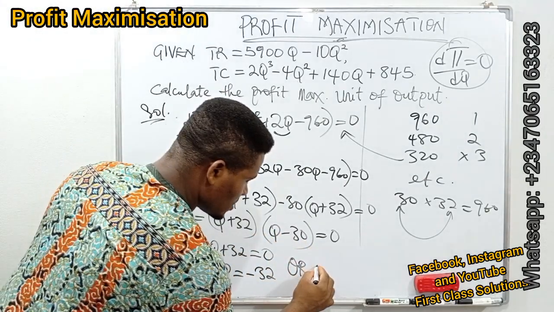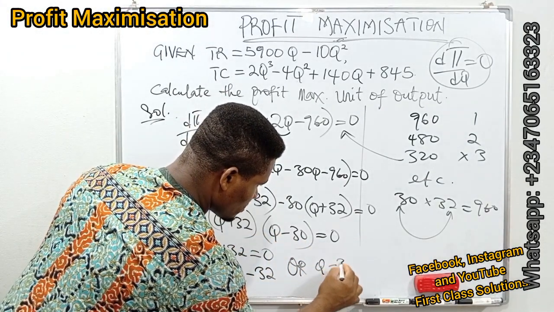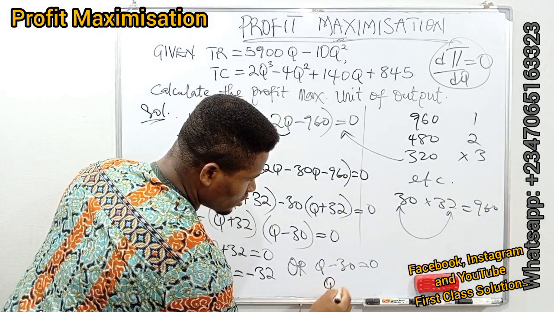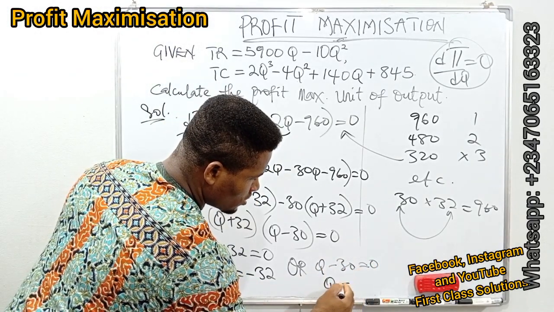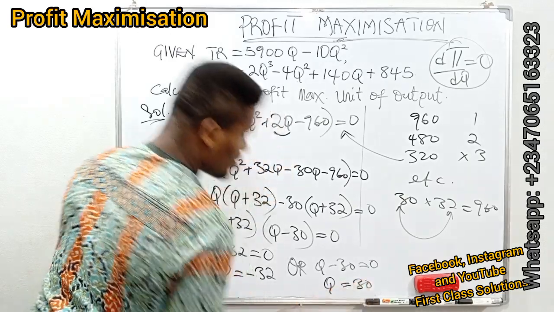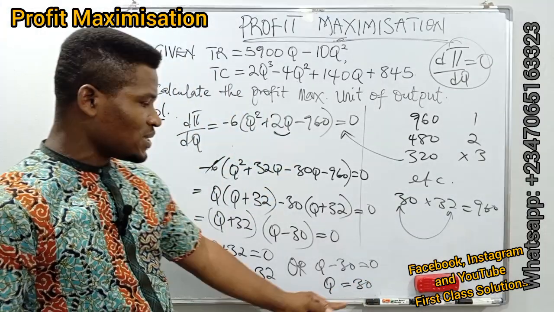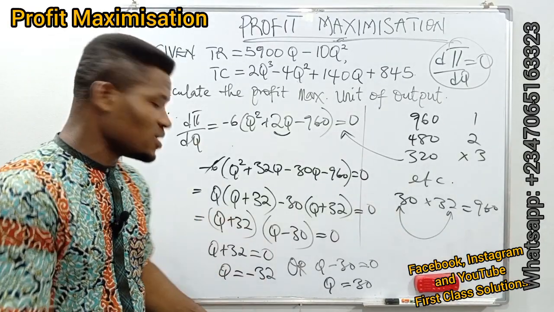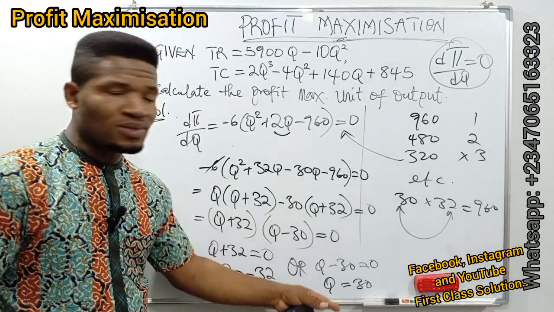Or q minus 30 is equal to 0, which implies that our q will be: take minus 30 to the other side, it becomes plus 30, that is 30. So it's either q is equal to minus 32 or q is equal to 30. Mind you, the firm will not produce a negative unit of output. It will be positive.